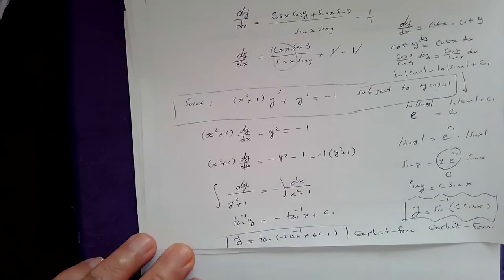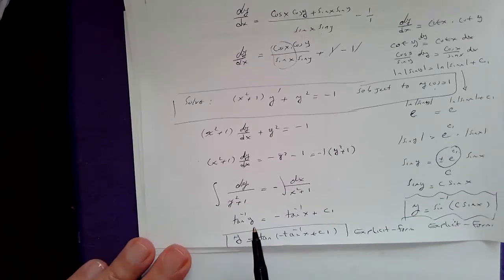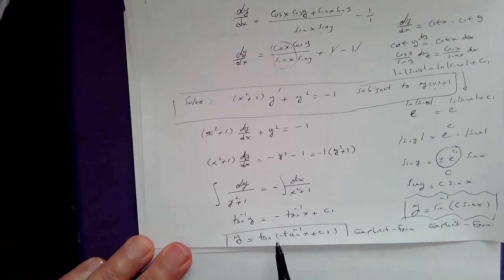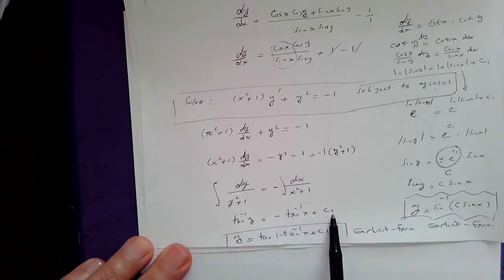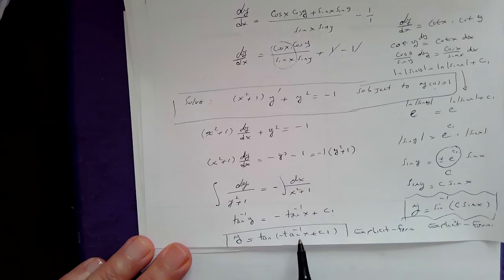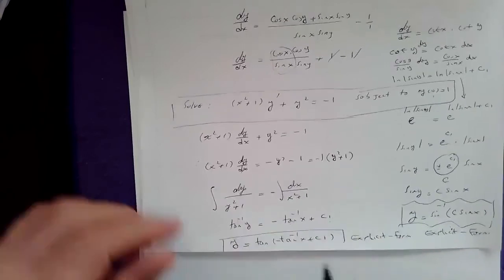Right? So if you got tan inverse, you just take tangent of both sides. But remember, this is not tangent of this guy plus tangent of that guy. This is the entire argument. This is like your entire theta.